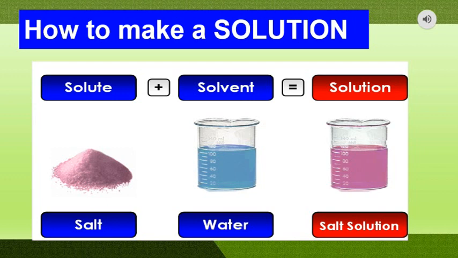How to make a solution? So solute plus solvent is equal to solution. Salt is a solute, water is a solvent, and it will produce a solution which is a salt solution.